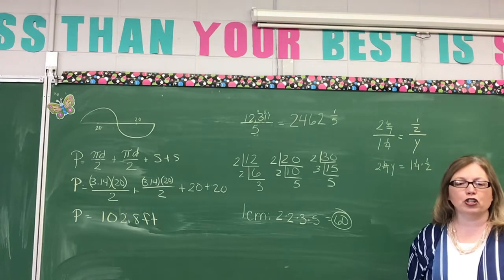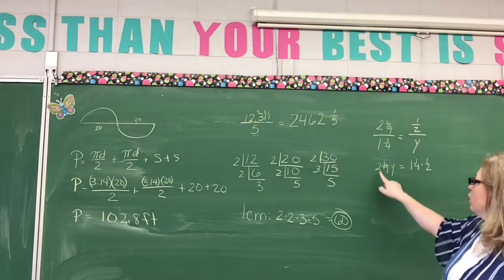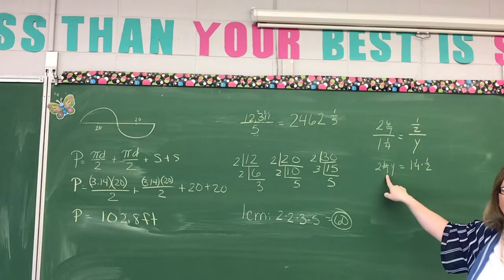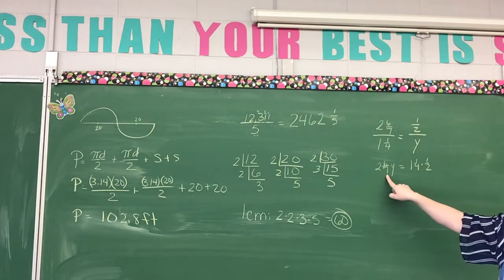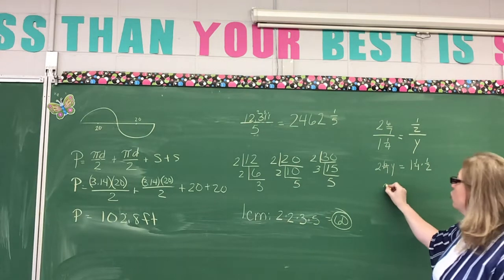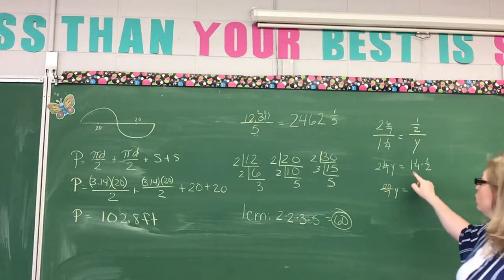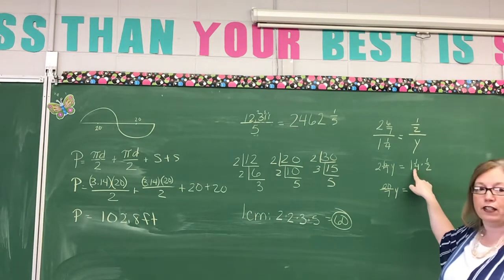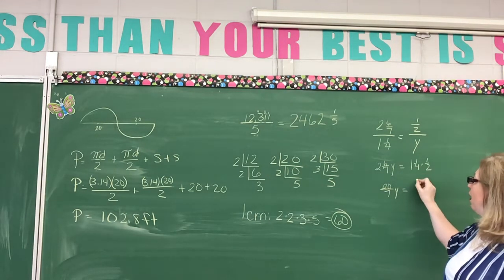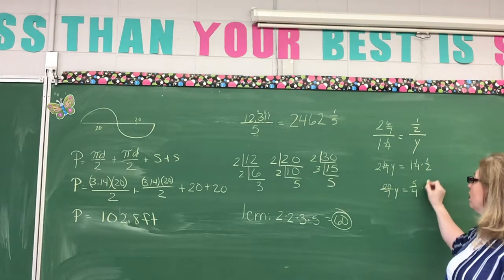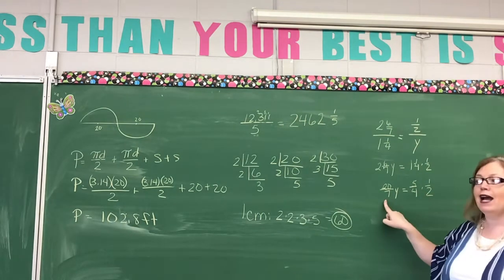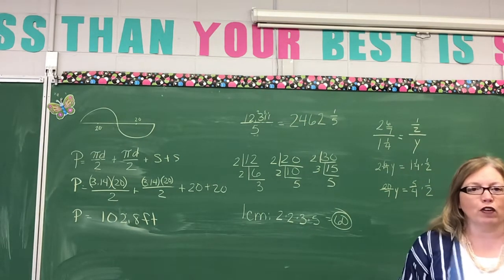The next thing I'm going to do is make all of these fractions improper so that I can use them. So 2 times 7 is 14, and 14 plus 6 is 20. So we have 20 over 7 y equals 1 times 4 is 4, plus 1 is 5. So we have 5 over 4 times 1/2. Now I need to get rid of this 20 over 7.